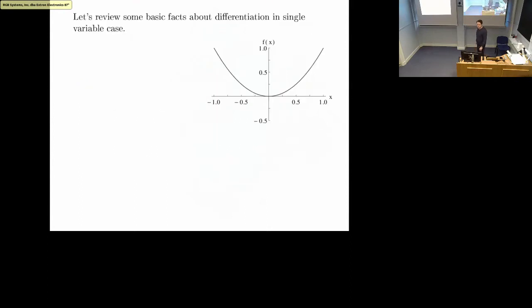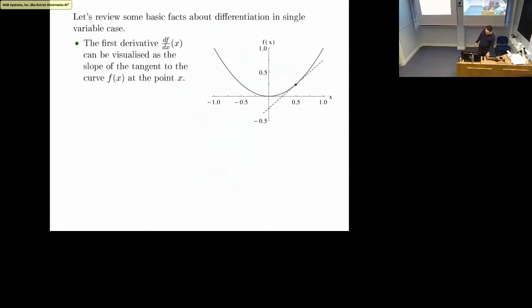So to start out, let's just review a few facts about differentiation in the single variable case. Here I've just plotted the function f of x is equal to x squared, and recall that the derivative of a function at a point is given by the slope of the tangent line at that point. So at the point x equals 0.5 here, I've just drawn the tangent line, and the derivative at that point is just the slope of that line.